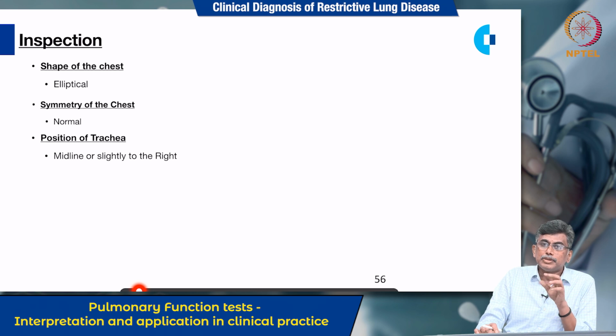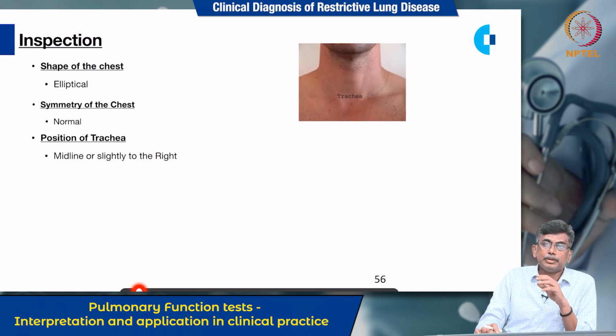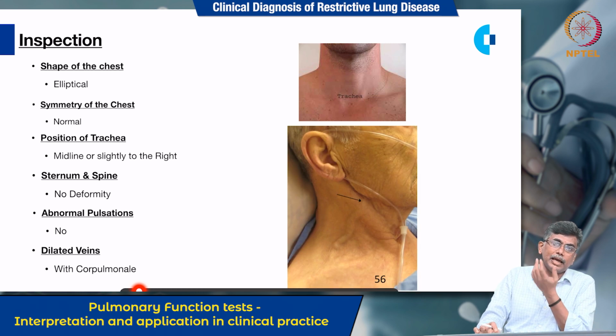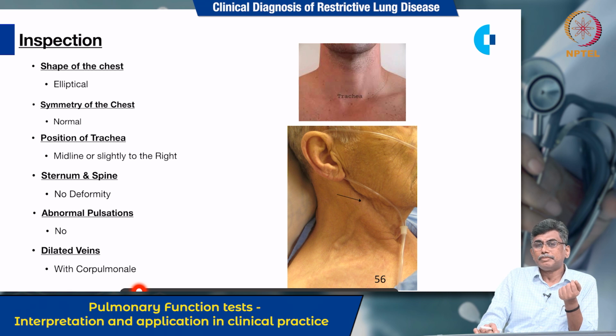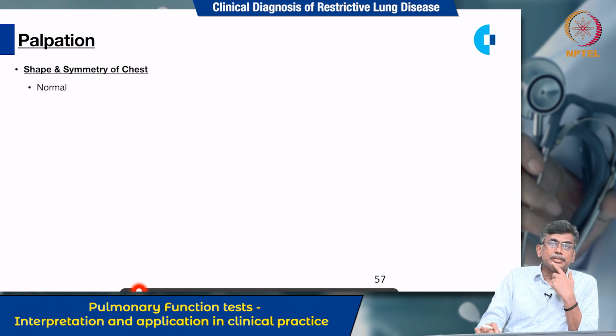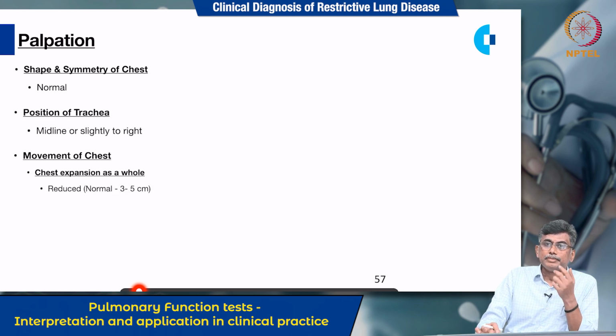Position of the trachea is also normal. Usually it is in the midline or slightly to the right, which is normal. Then there is no sternal or spinal deformity. There are no abnormal pulsations, but they can have dilated veins like elevated JVP in case of a cor pulmonale. These are the inspectory findings. Palpatory findings, shape and symmetry are normal. Position of the trachea we know is confirmed.